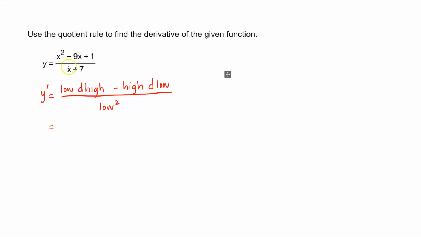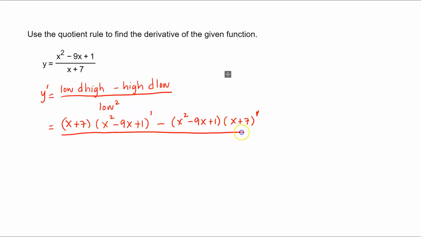Low means you copy the denominator, so you have x plus 7 times d high, the derivative of the numerator, x squared minus 9x plus 1 prime, minus high, so we copy the numerator, x squared minus 9x plus 1, times the low, derivative of the denominator, divided by low squared. Okay, and then we'll go ahead and perform the derivatives here.